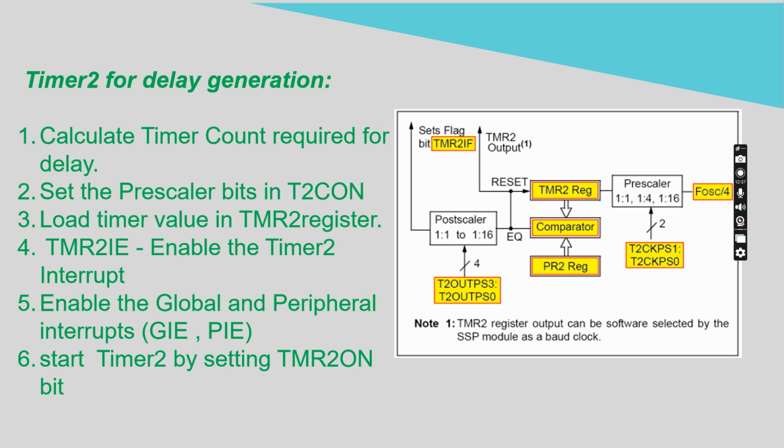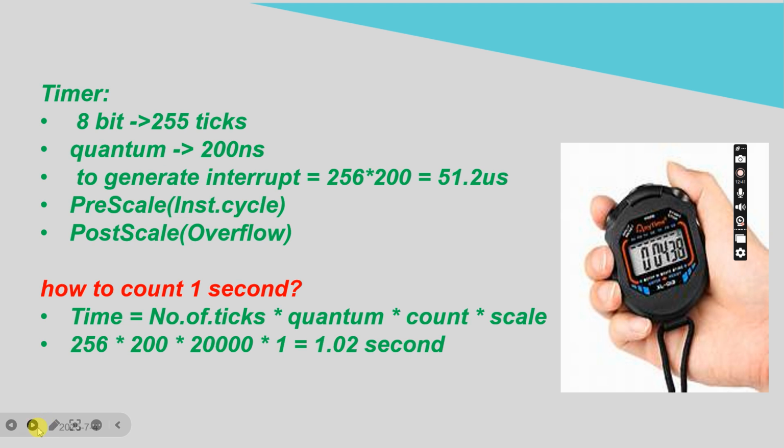Before knowing how to configure the timer, let's see the basic concepts of timer. Timer is an 8-bit register. 8-bit means 2 power 8 is 256, that is from 0 to 255 it can have 255 ticks. What is a tick? If it changes from 0 to 1, that is 1 tick. 1 to 2 is another tick.